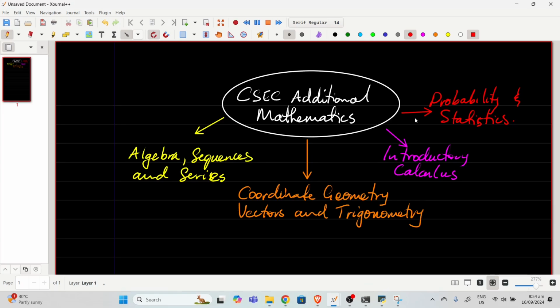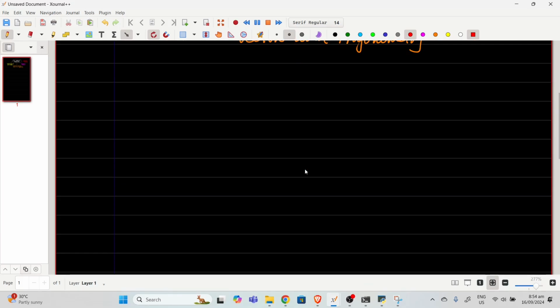Now, the first topic that we're going to start with, well, the first section, I should say, is algebra, sequences, and series. This topic is broken up into 5 further topics.